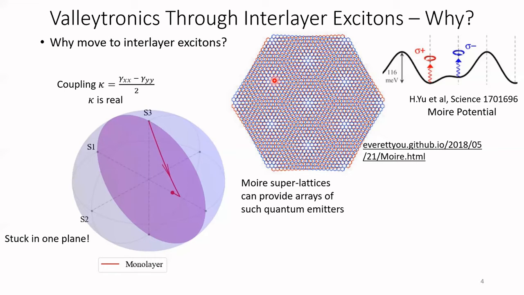There's one right circularly polarized exciton here, one here, one here, and so you can see that these Moiré lattices let us have an array of such interlayer excitons.